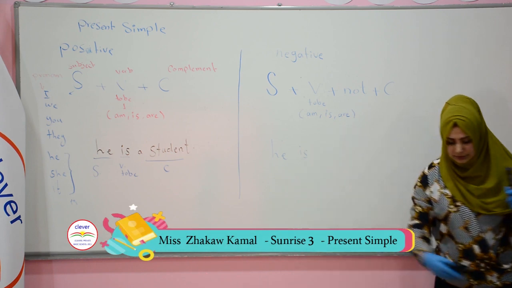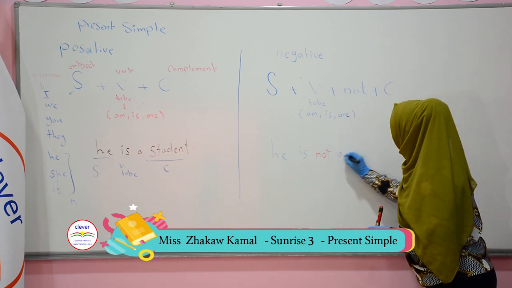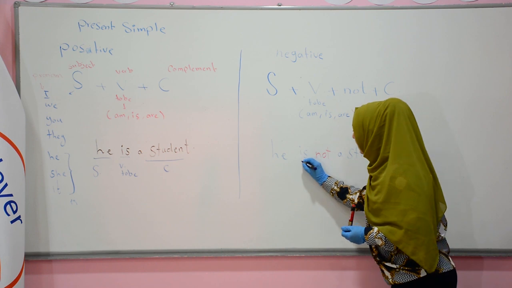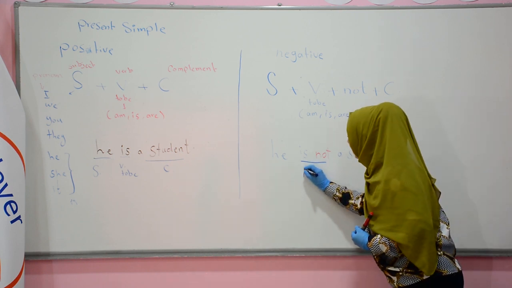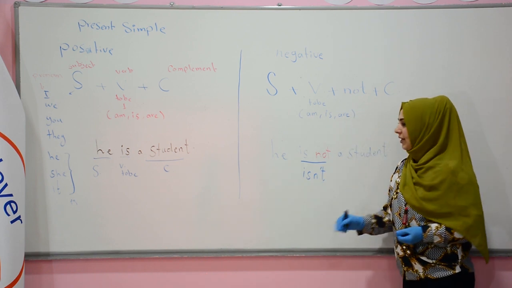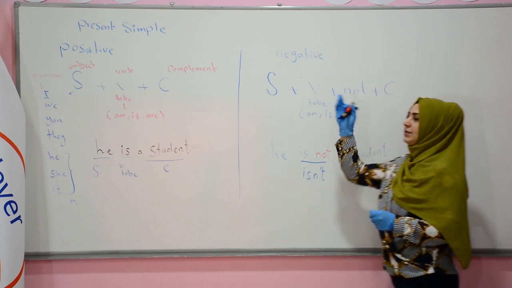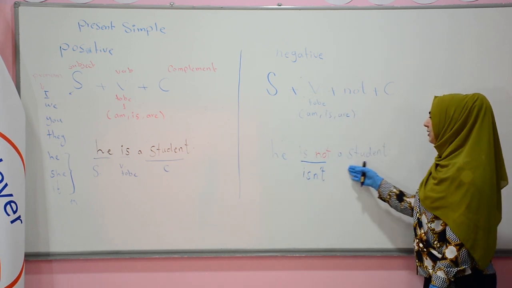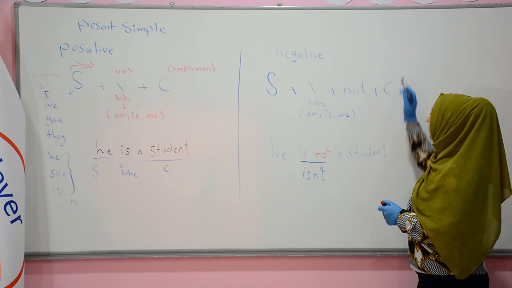Let me clean it. He is not a student. Okay, we put not after the verb, but is not is a long form. What's the short form of is not? Of course, it is isn't. Isn't is the short form of is not. We should say he isn't a student. It's the negative of present simple. We have positive and we have negative. He isn't a student. She isn't a student. Okay? That is all in present simple.